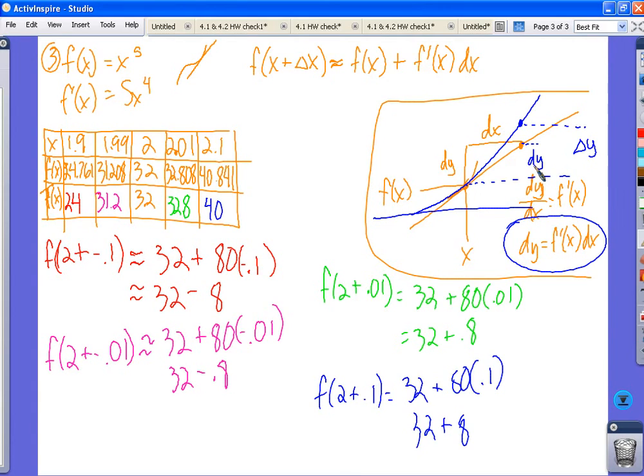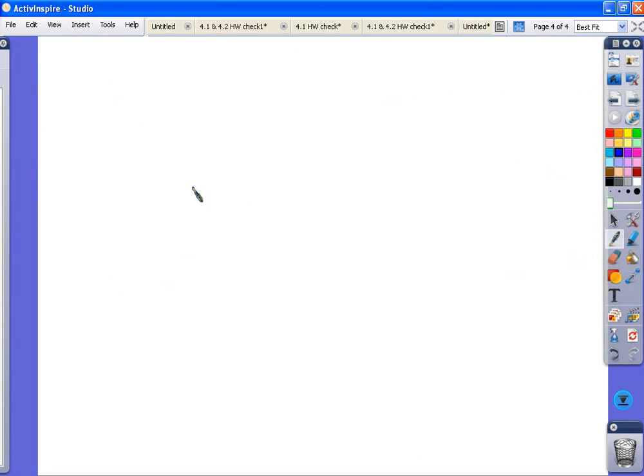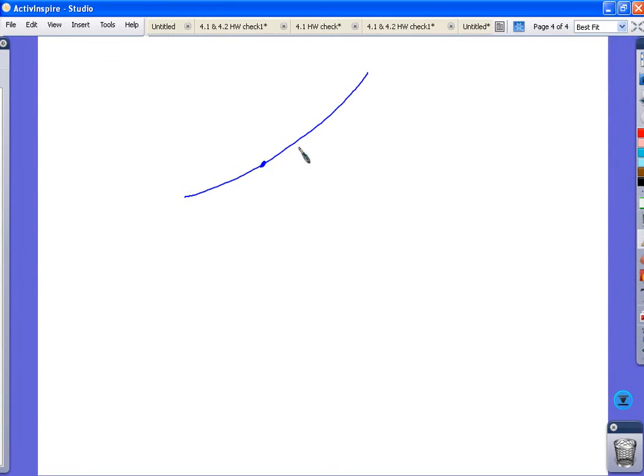Change in y, how much difference there is between one y value and the other. If I have a function, and here's a point, and here's a point, and I tell you that this is, let's just use those same labels, x and f of x, and x plus delta x, and f of x plus delta x. How do you calculate how much vertical distance there is between this point and this point?